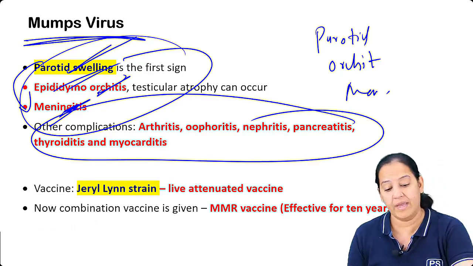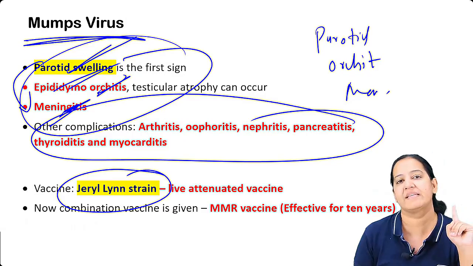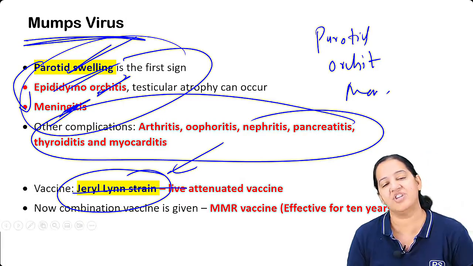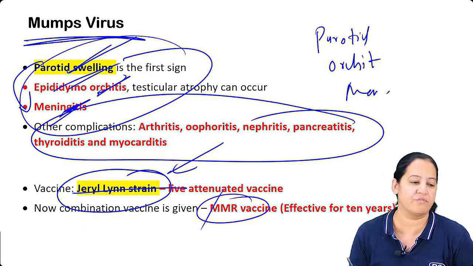You may know, in PSM I may have given you a list of all the strains of the entire vaccines. Have I given you that list? The vaccine here is the Jeryl Lynn strain. The name of the vaccine is the Jeryl Lynn strain. In MMR, one of the M's is mumps.